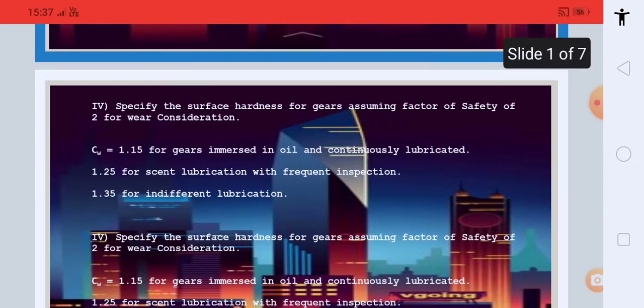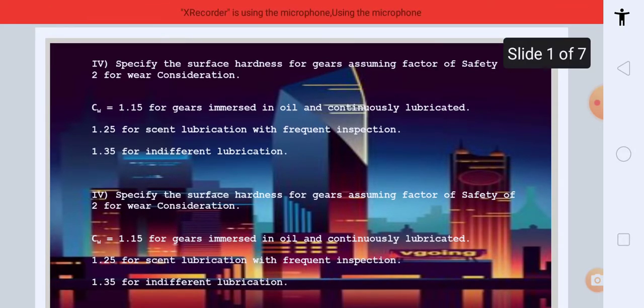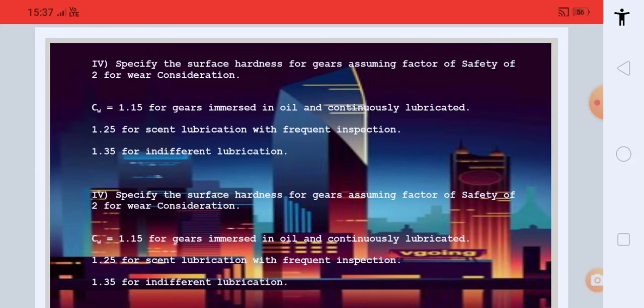CW is 1.15 for gears immersed in oil or continuously lubricated. Wear factor is 1.25 for splash lubrication with frequent inspection. 1.35 for indifferent lubrication. Specify the surface hardness for gears assuming a factor of safety of 2 for wear consideration.